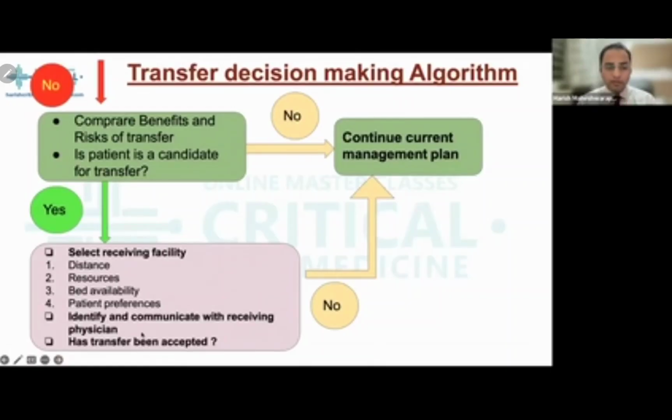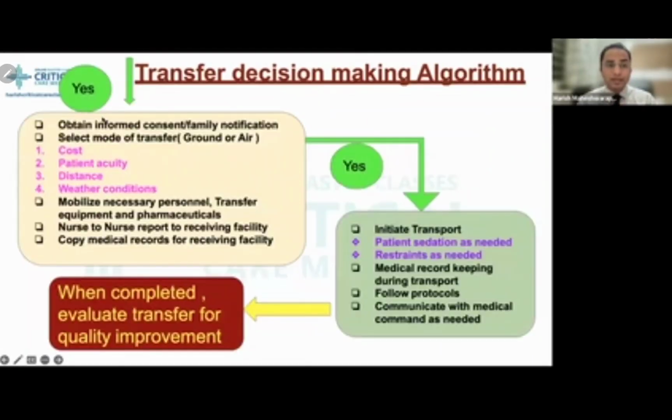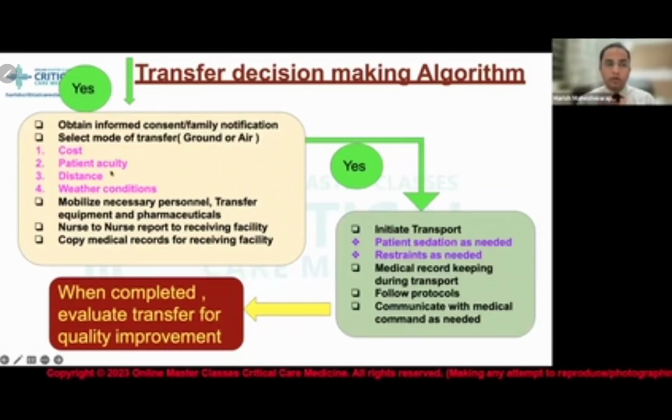Identify and communicate with the receiving physician. Has the transfer been accepted? That means after evaluating all these things, the accepting team gives a green signal to get the patient into their unit. If the answer is no, we need to continue the care in the existing unit only. If the answer is yes, obtain informed consent and notify the family members involved. Select the mode of transport, ground or air; cost involved, patient acuity, distance involved, weather conditions, all these things we need to analyze.